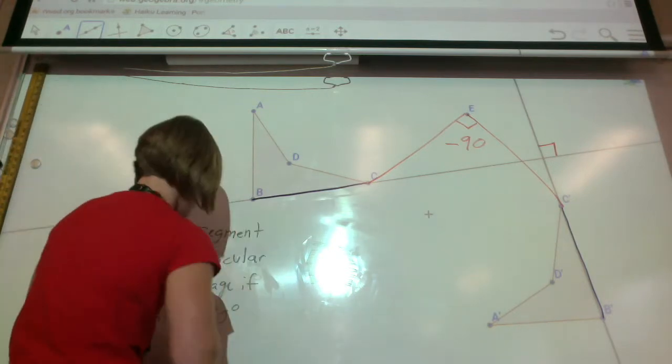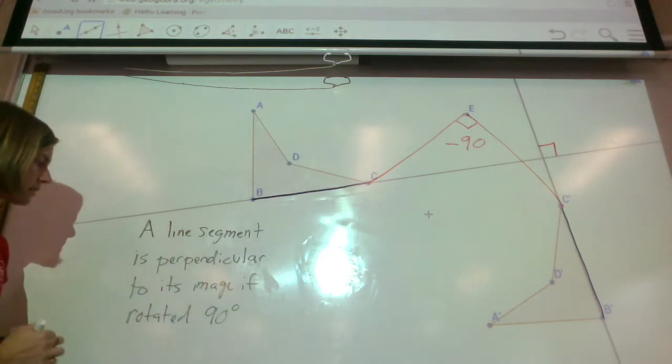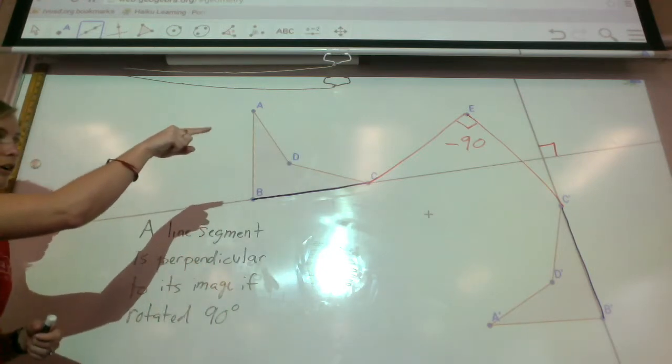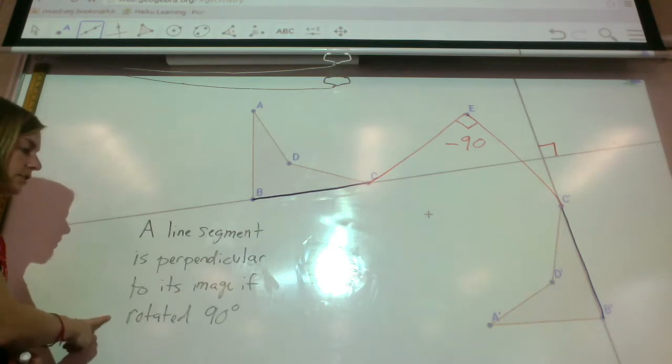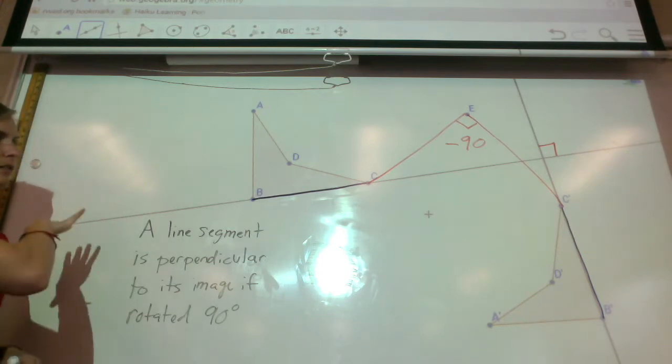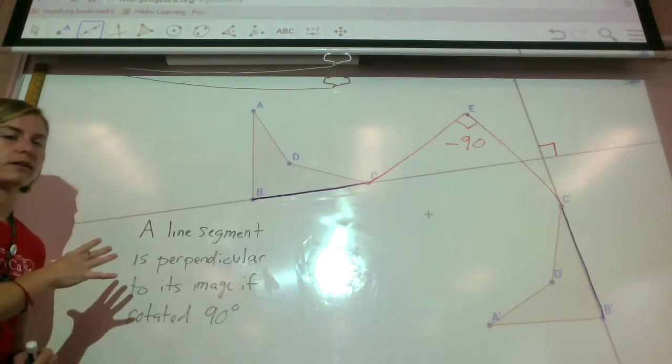A line segment is perpendicular, meaning crosses at a right angle at 90 degrees to its image if rotated 90 degrees. And it doesn't matter if it's 90 degrees clockwise or counterclockwise.